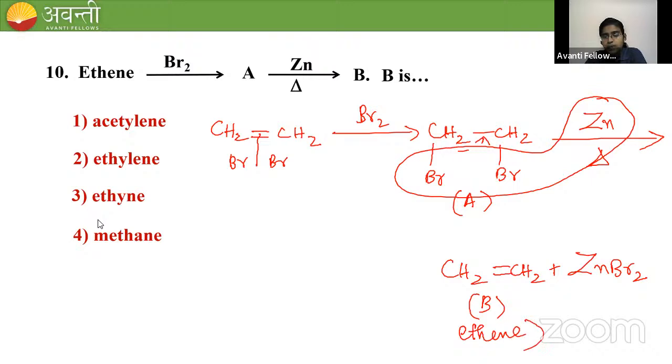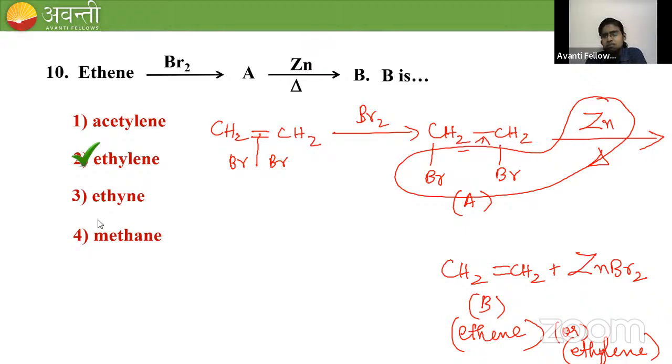Ethene is the IUPAC name of this compound, and ethylene is the common name of this compound. Ethylene is the common name of ethene. So we are ending up with ethylene. See, acetylene means it is C2H2, so that is not formed. We are getting C2H4, right? So it is ethylene. Option 2 is the correct answer.